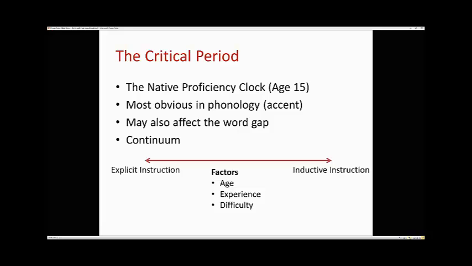There are factors. There's age, for example. There's experience, for example. No experience may be more explicit instruction. Lots of experience, more inductive instruction. The difficulty of the task at hand.